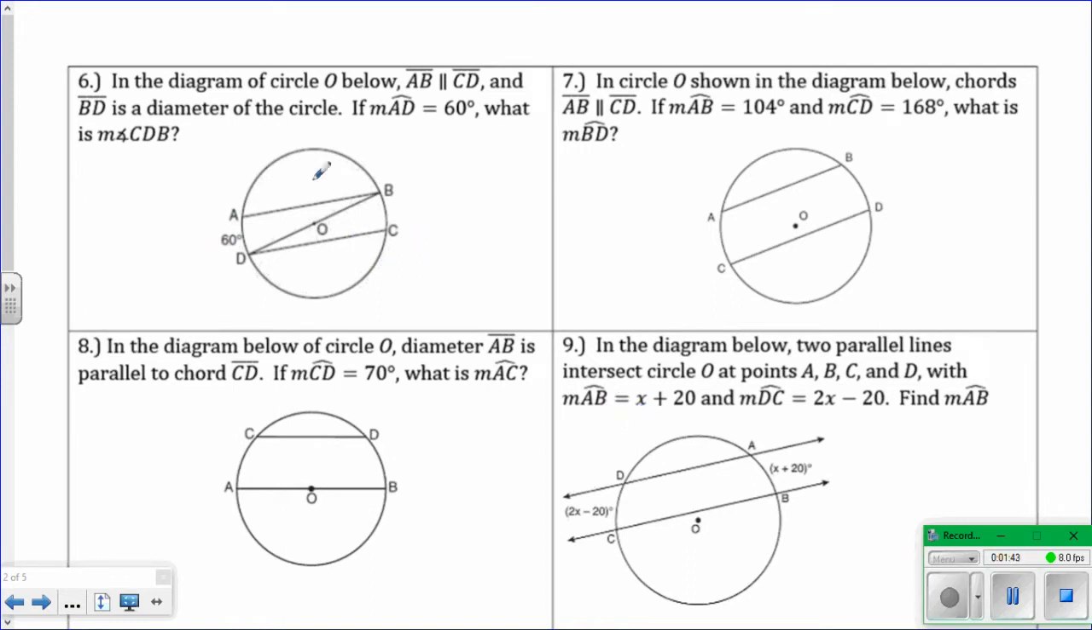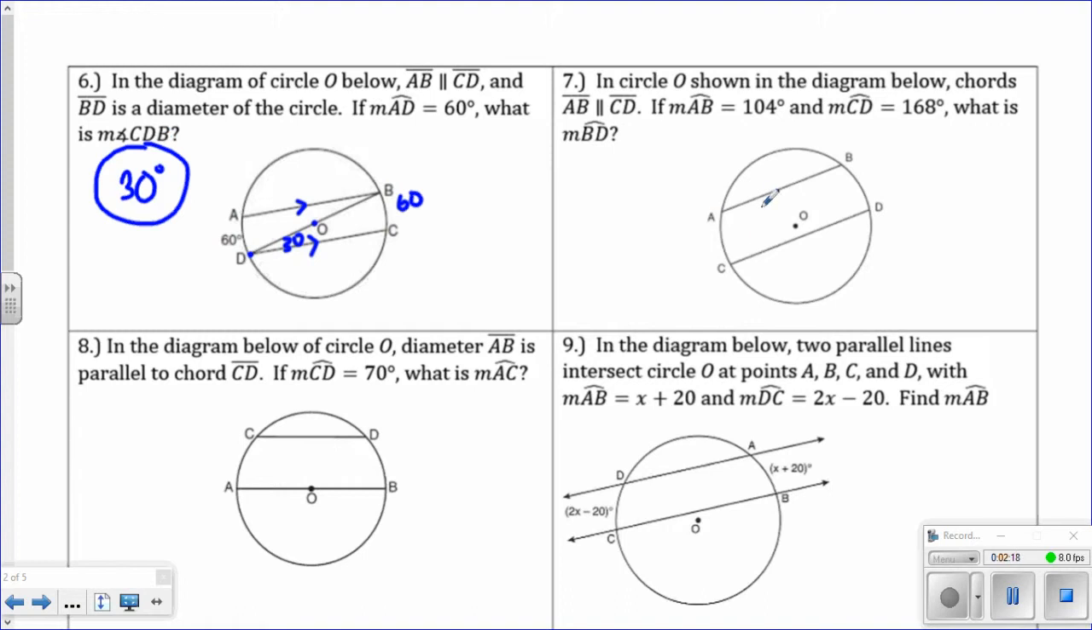Number 6, we have AB is parallel to chord CD. So right away we can mark that arc BC is 60 degrees using the theorem. And BD is a diameter, so it goes through the center of the circle O. If the measure of arc AD is 60, what is the measure of angle CDB? Well, if arc BC is 60, and we want to find angle CDB, this is an inscribed angle. An inscribed angle is half of the intercepted arc. So we take half of 60 and we get 30. So angle CDB is 30 degrees.